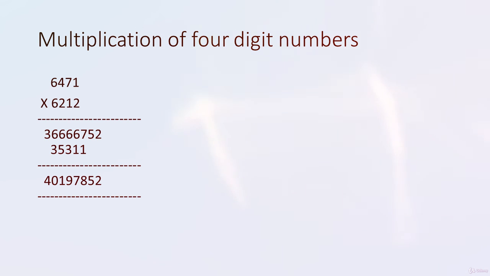Now we will do vertical multiplication for the last digit, that is 6 multiplied by 6, that is 36. We write down the entire number into the result row because the 3 cannot be carried forward, as it is the last digit. Now we add them up and our answer becomes 40197852.